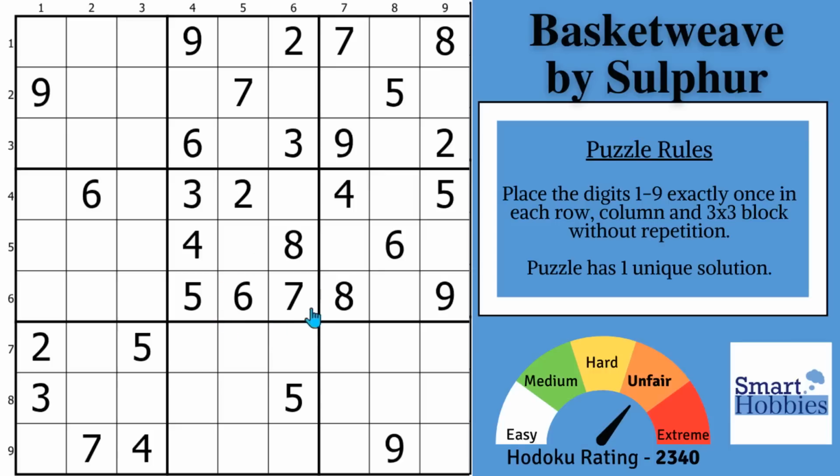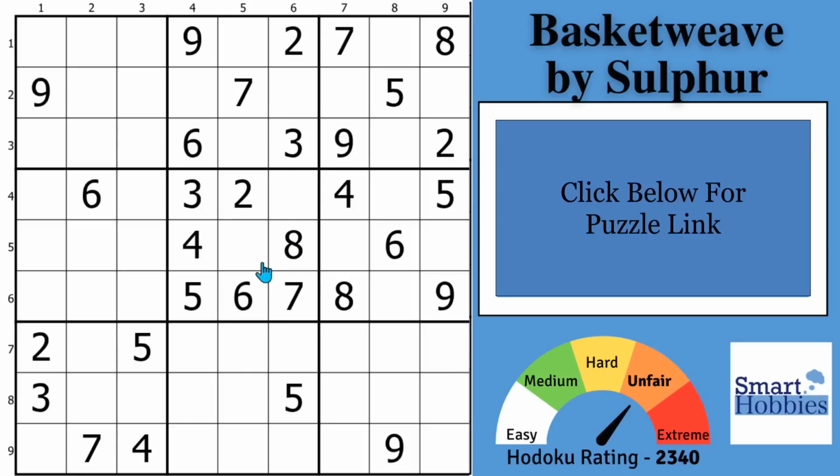I will show you how to solve this Sudoku by using a simple trick that computer solvers absolutely hate. And with that, it's solving time.